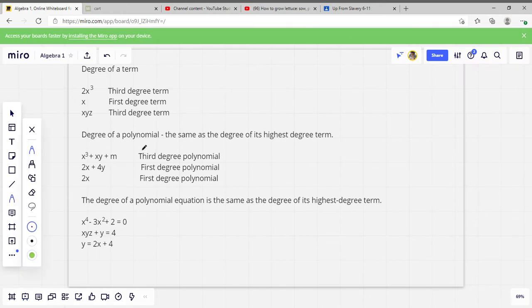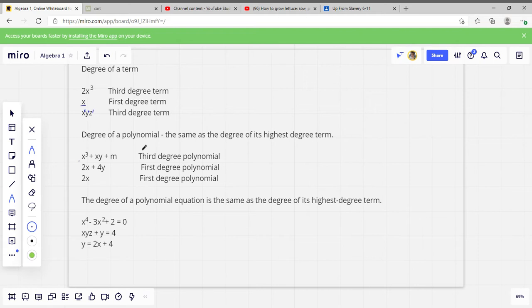So right here, this one is a third degree term because x is to the third. Right here is a first degree term, and this one's a third degree term because we have a 1, 1, and a 1. That makes that a third degree term. Degree of a polynomial is the same as the degree of its highest degree term.